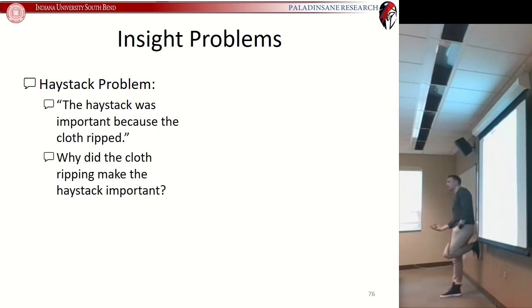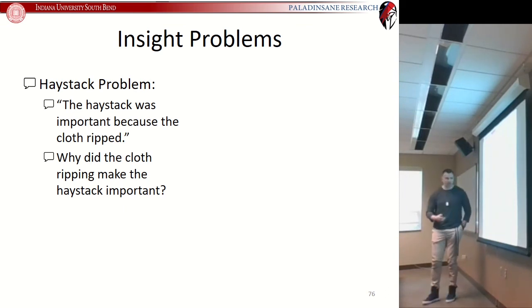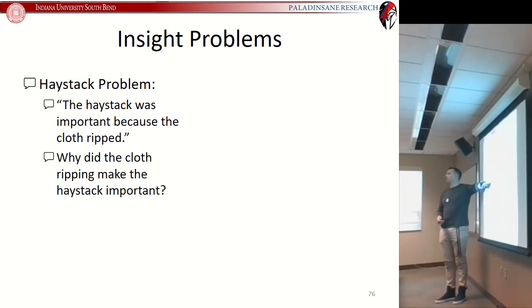So the haystack problem is an example of an insight problem. The haystack was important because the cloth ripped. Why did the cloth ripping make the haystack important? That is a problem where you do not know when you're close to a solution. The haystack became important because the cloth that ripped was a parachute. And once you have that solution, it becomes obvious.